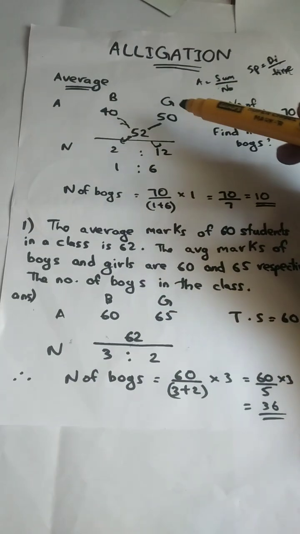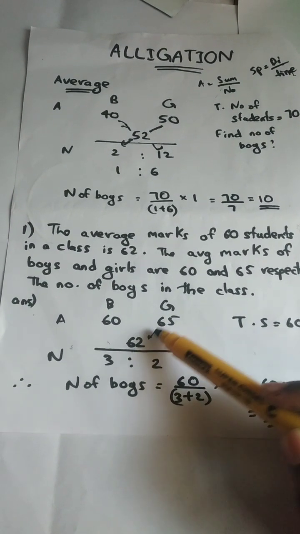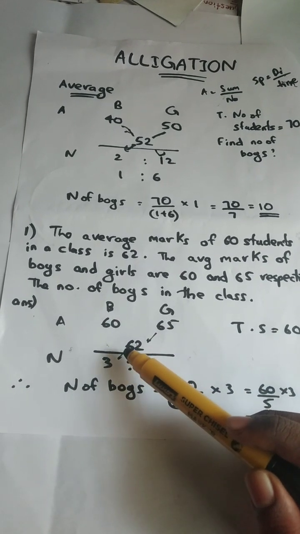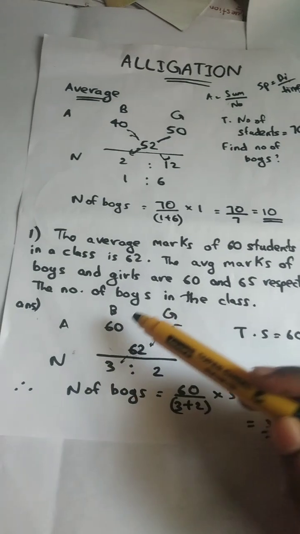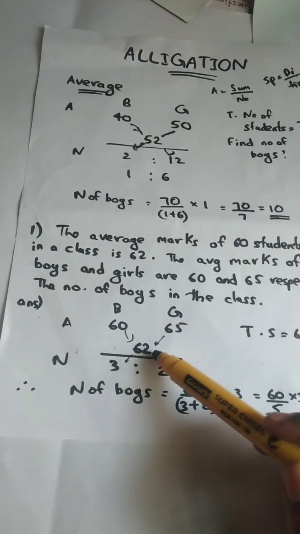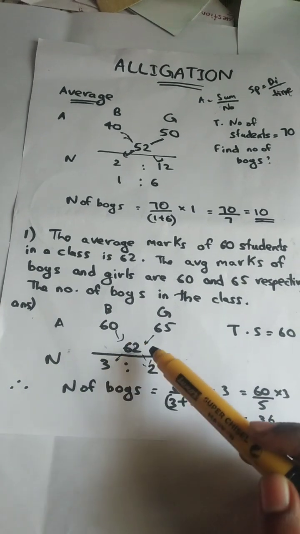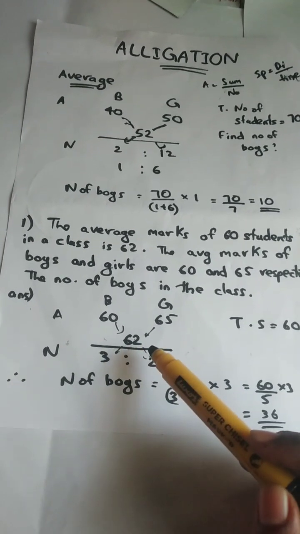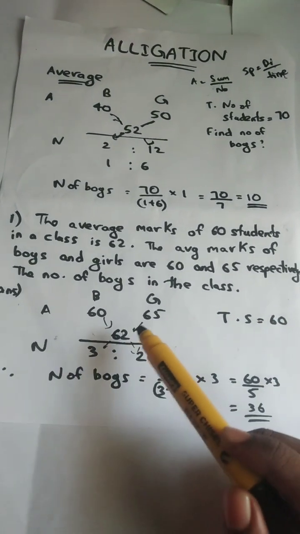So as we discussed in the earlier problem, we want to subtract 62 from 65 and write that answer here. So 65 minus 62 would be 3, and 62 minus 60 would be 2. So the ratio of boys to girls is 3 to 2. We get 3 to 2 as the answer. So it is the ratio.